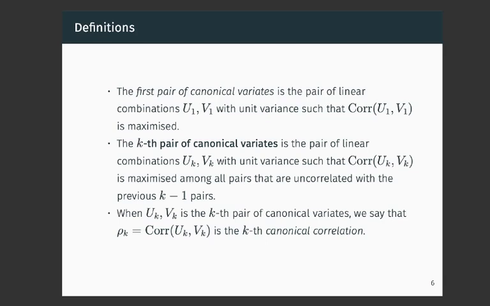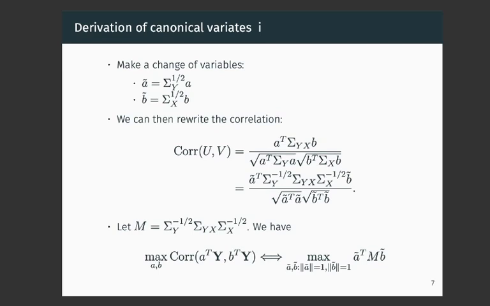And when Uk and Vk are the kth pair of canonical variates, we say that their correlation, which we called rho k, is the kth canonical correlation. And so because we're looking for p canonical correlations, we'll get p pairs of canonical variates, where p again is the smallest dimension among the dimensions of y and x. And so next we're going to derive those canonical variates.